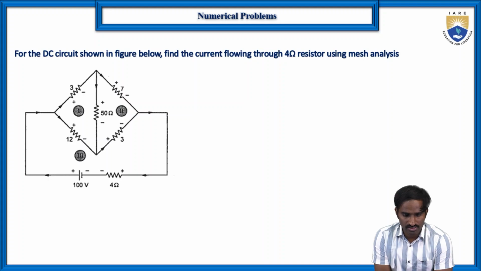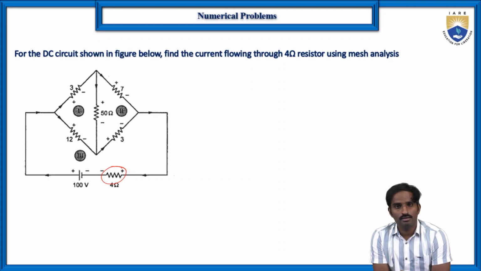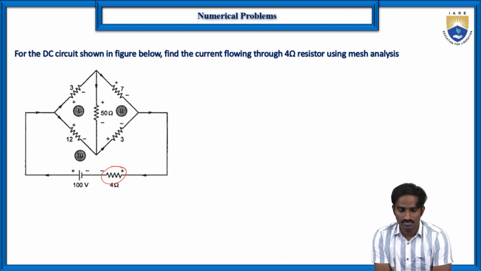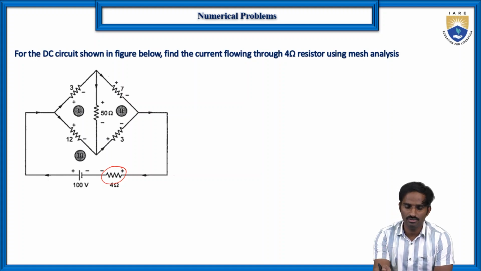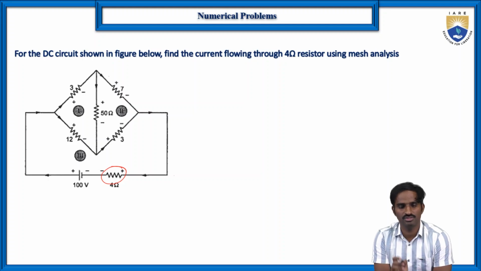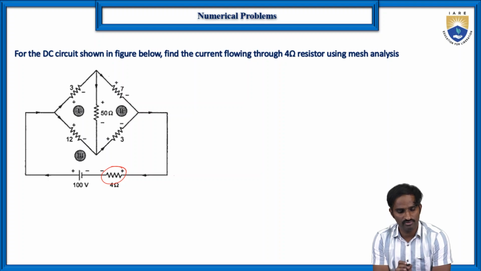So here they ask us to find the current flowing through this 4 ohms resistor, again by using the mesh analysis. Here remember one thing, to find the current flowing through the 4 ohms resistor, there is no rule like only by using the mesh analysis. Okay, we can use any network reduction technique to find the current flowing through the 4 ohms resistor, but in the given problem they clearly mention we must use the mesh analysis. So that's why we must use the mesh analysis, because without using the mesh analysis also we can find it, but here they mention we must use the mesh analysis. By using the mesh analysis we can find the current flowing through the 4 ohms resistor.